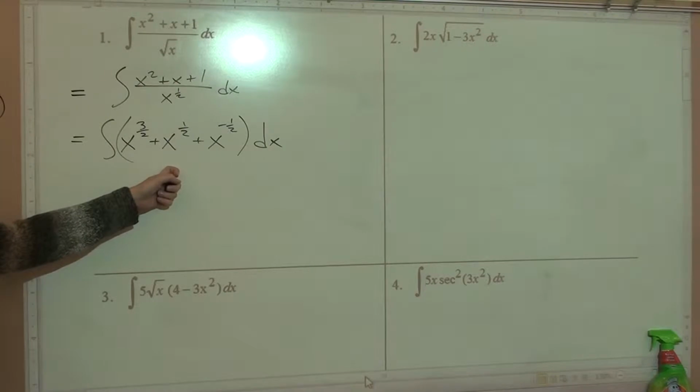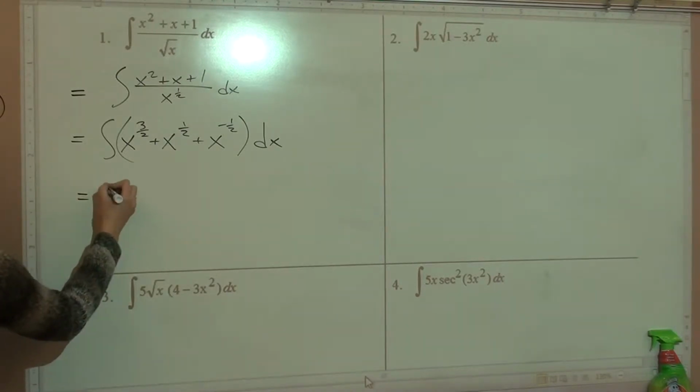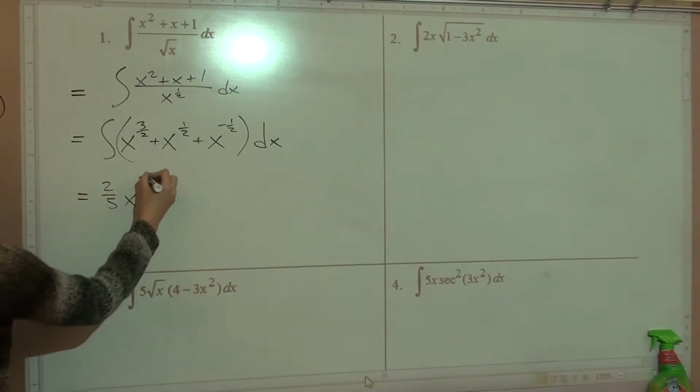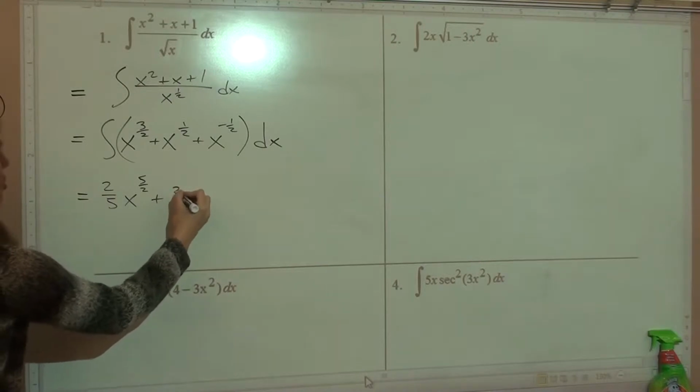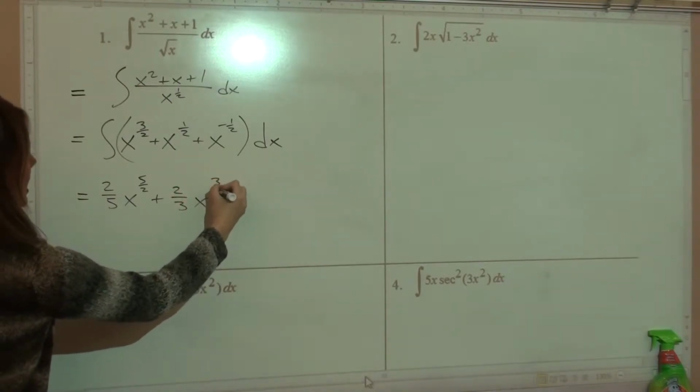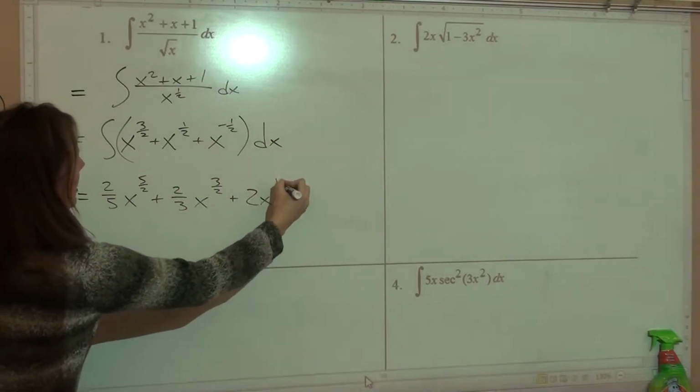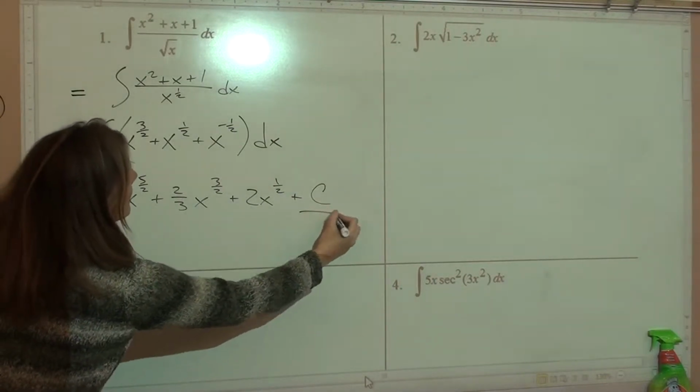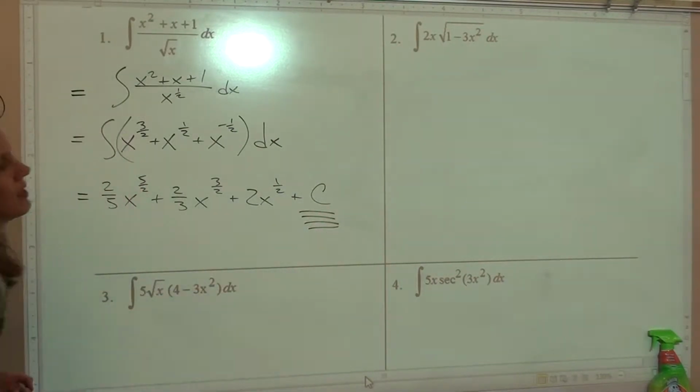Yes. Once you get this, you still have to anti-differentiate. So I had quite a few who got this on a quiz a couple quizzes ago, and then stopped, right? But you got to keep going. So this would be 2/5 x to the 5 halves plus 2/3 x to the 3 halves plus 2x to the 1 half plus c. Please don't forget plus c, right?